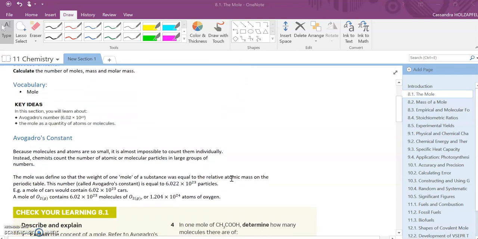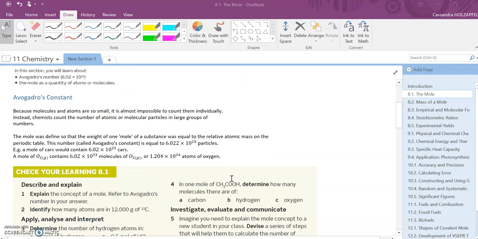We're reviewing Avogadro's constant. We know that atoms and molecules are quite small, and it's really difficult to try and put one atom on a scale and for that scale to register the weight of that atom. They're so small, it's really difficult to do that individually. So instead, we get clumps of them, and we call these clumps moles. In 1 mole, there is an exact number of particles.